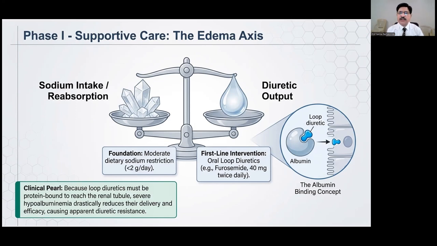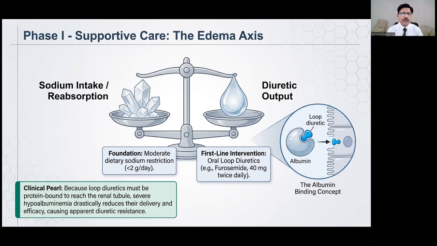Now, there is another thing called the albumin binding concept. These loop diuretics must be protein bound to reach the renal tubule. Suppose you give Lasix, furosemide. It has to get bound to albumin to go to the renal tubule for its action. Albumin itself is deficient. How can the drug be delivered when the carrier protein itself is less? Then what do you have to do? Either you increase the dose or you give some other diuretic to help this diuretic. Severe hypoalbuminemia drastically reduces their delivery and efficiency, causing apparent diuretic resistance.